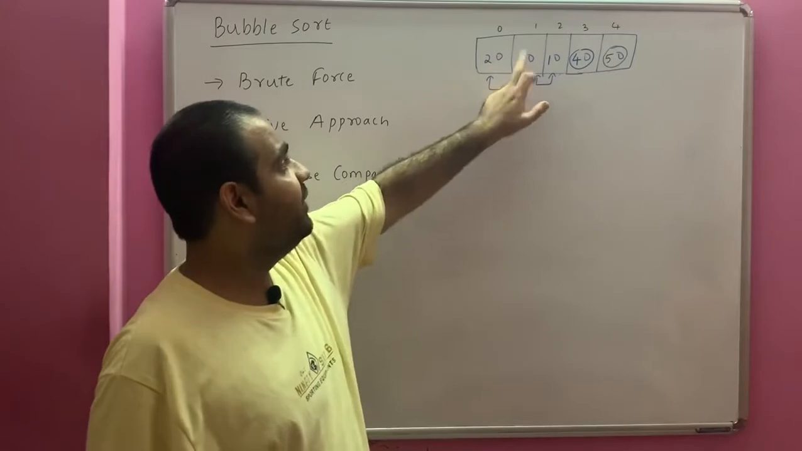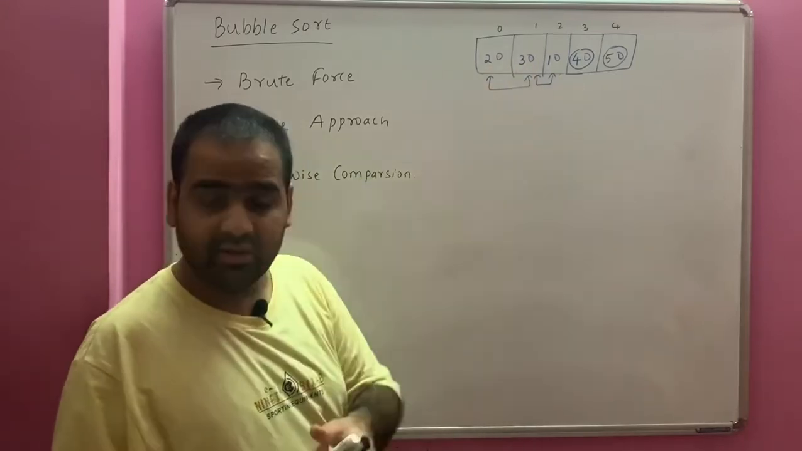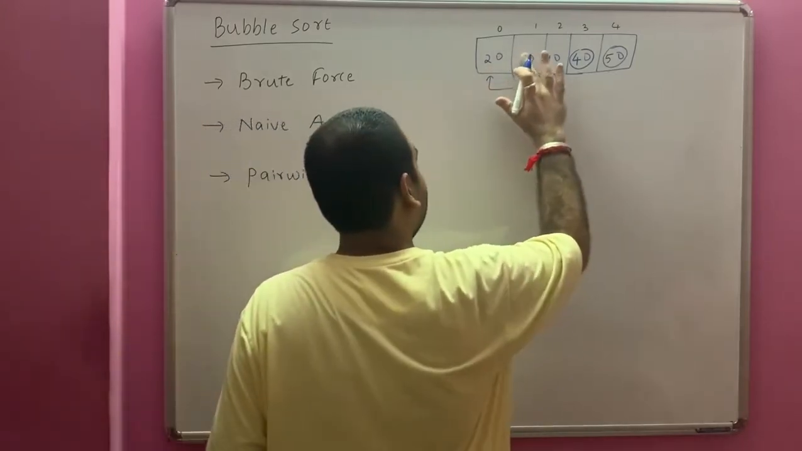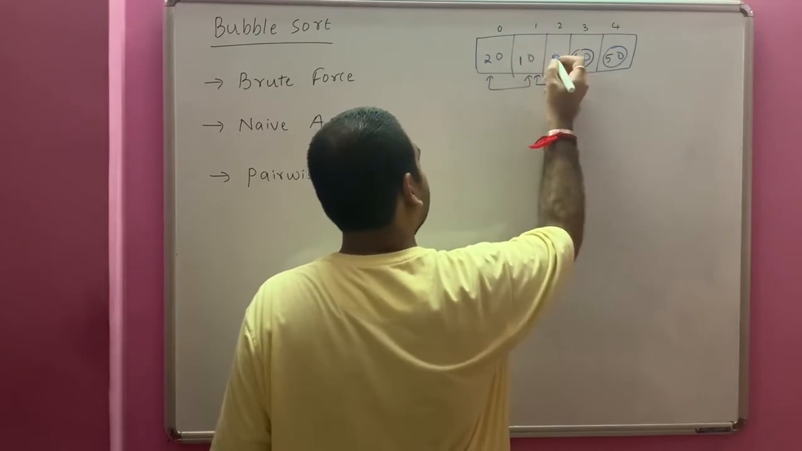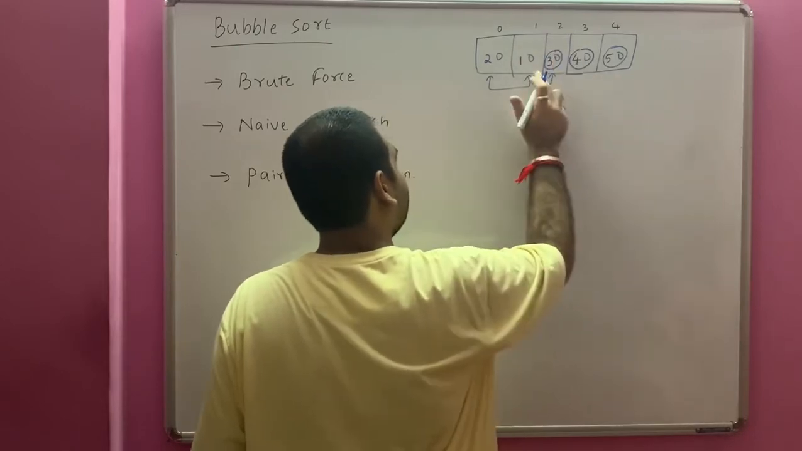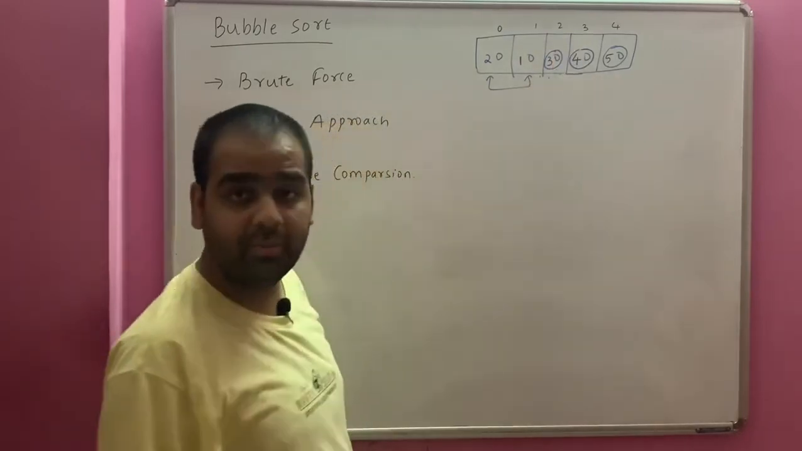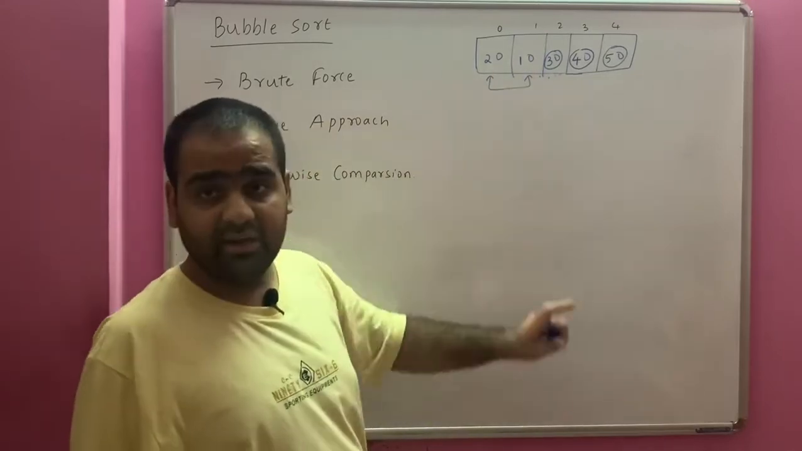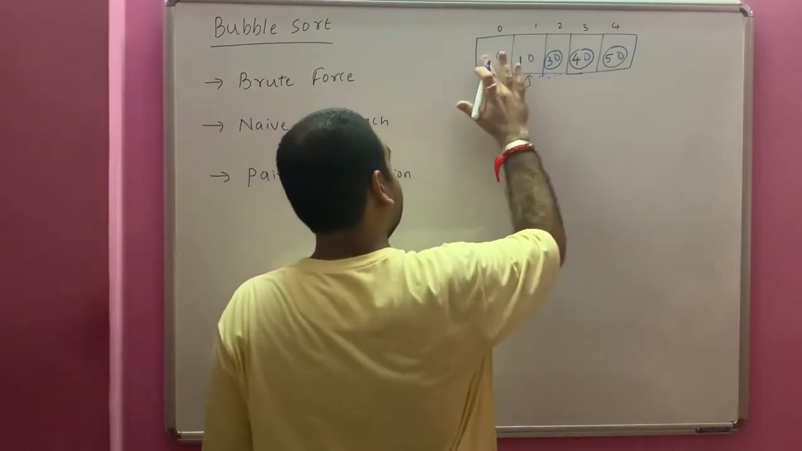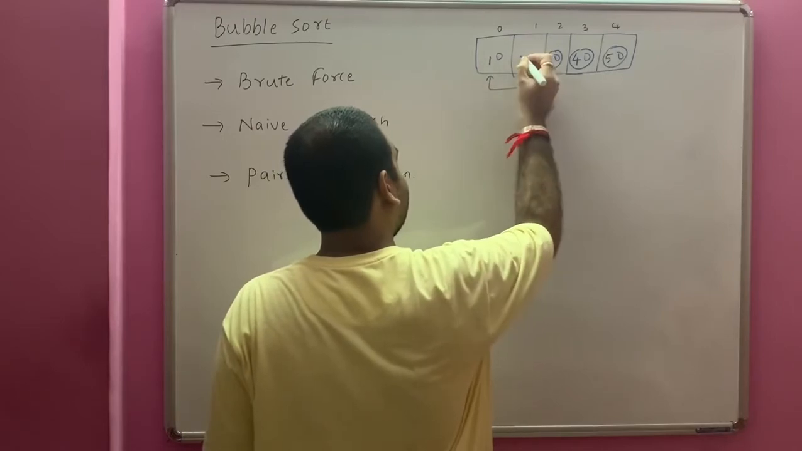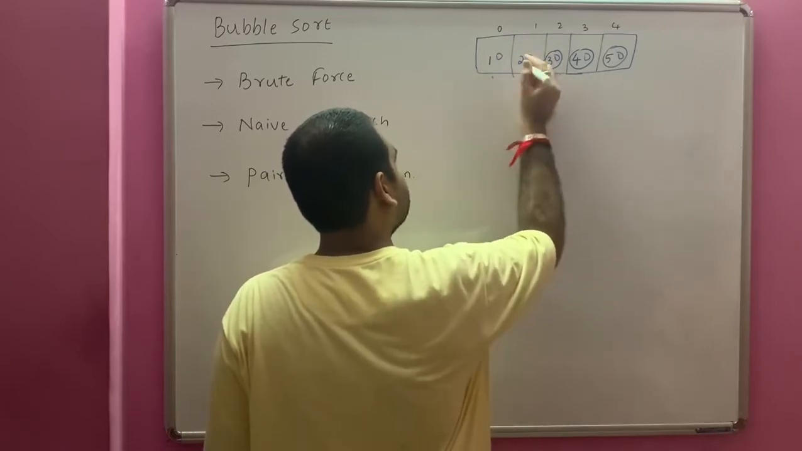Okay, next. 20 greater than 30? No. 30 greater than 10? Yes. Therefore you swap it. 10 comes over here and 30 comes over here. This element is sorted and this pair has to be removed. Now is 20 greater than 10? Yes, 20 is greater than 10. Therefore 10 comes over here and 20 goes over here and this pair has to be removed.